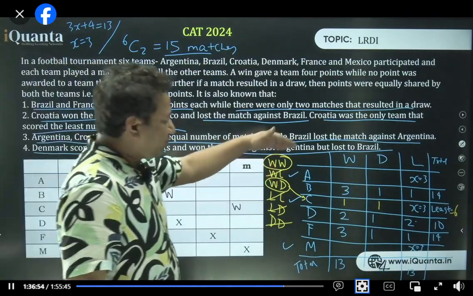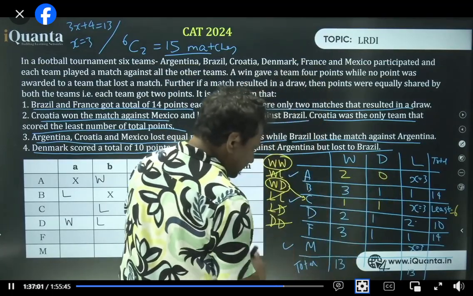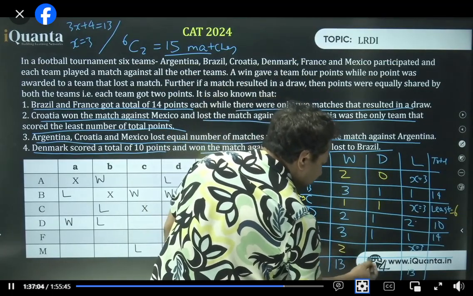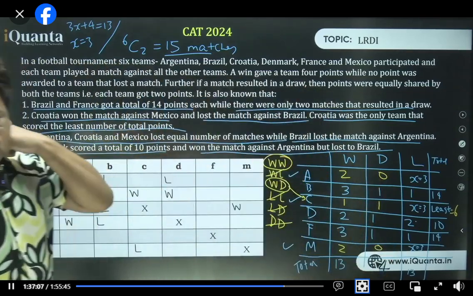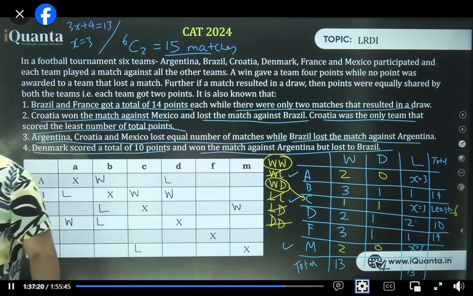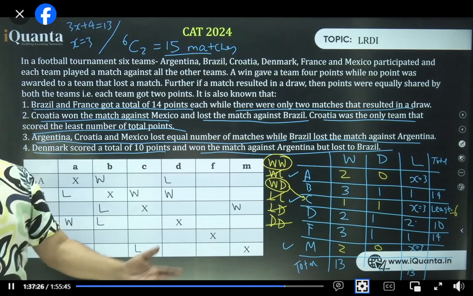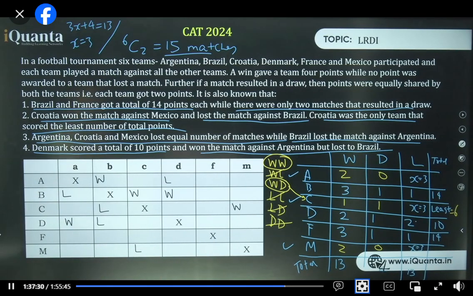Now, win-win will go to both Argentina and Mexico. Argentina has won 2 matches, drawn 0. And Mexico has won 2 matches, drawn 0. So now the table is complete. Holy Mother Mary said, yeah, Rishabh. That table is clear to all of us. Based on that table, we are going to fill this one. So now tell me in the comments, everybody, are things clear to you? We'll come to this now.